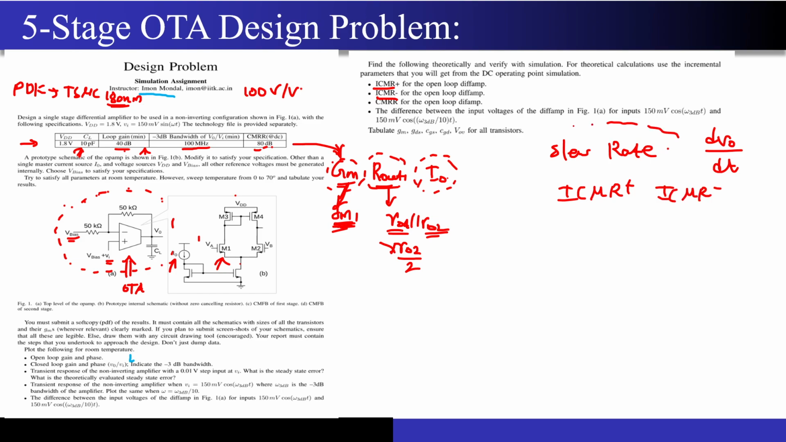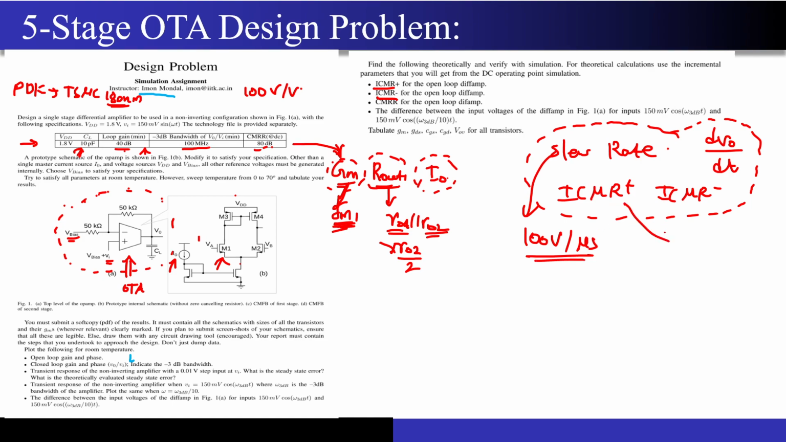So these are usually what I call secondary specs, because in many design problems these specs are usually not given. And if these specs are not given to you, generally we have to assume some values. What values do we have to assume? For slew rate, maybe you can assume something like 100 volt per microsecond. For ICMR range, we have already seen, right?